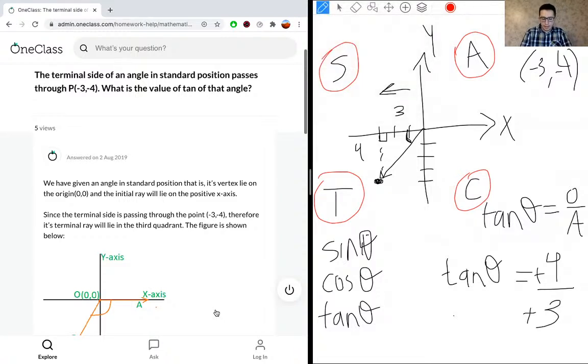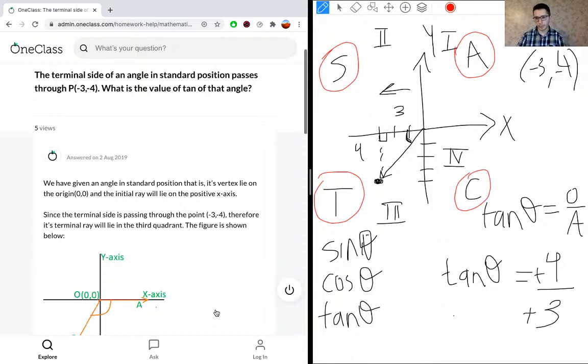The mnemonic says C represents cosine, so for cos theta the value is positive. And then A is for all, so sine theta, cos theta, and tan theta are all positive. S is sine theta in this region, region 2. So this is region 1, 2, 3, 4. In region 2, sine theta is always positive, and in region 3, tan theta is always positive. So we know our tan theta is always positive here.